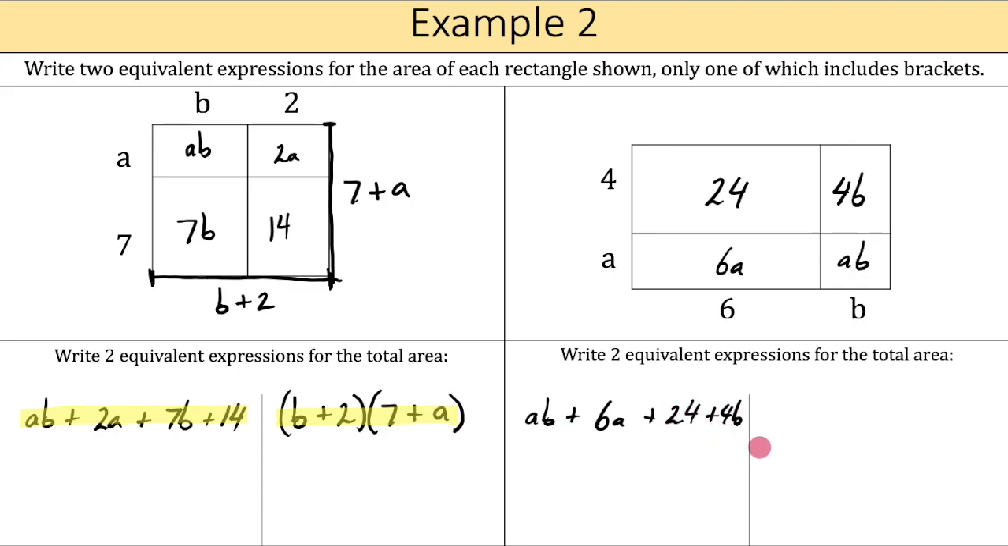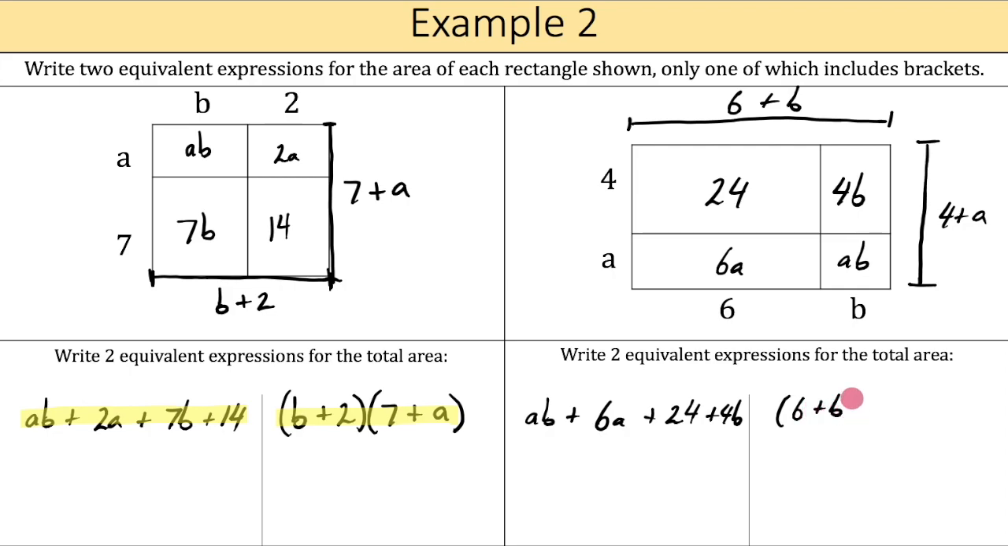Now what we're going to do is find what the total length is going to be and find what the total width is going to be. To find the total length, I'm simply going to add these two values together. So it's going to be 6 plus b. And to find the total width, I'm simply going to go 4 plus a. And now I need to times these together to get the total area. So that's going to be 6 plus b times 4 plus a.